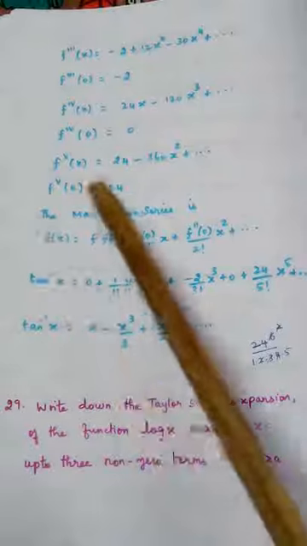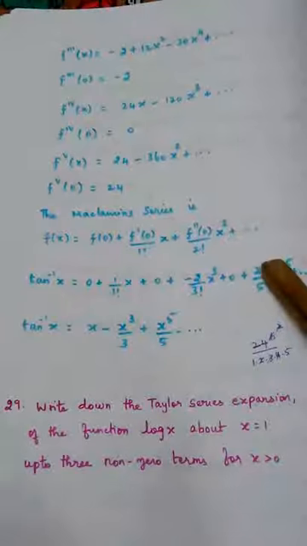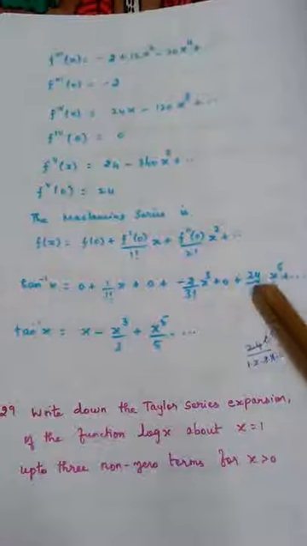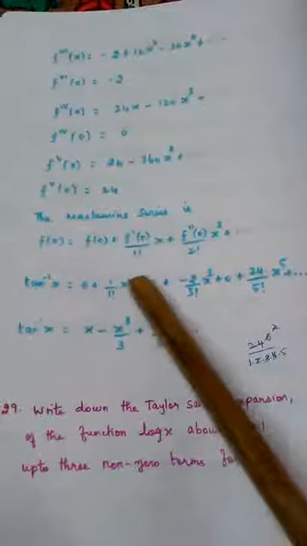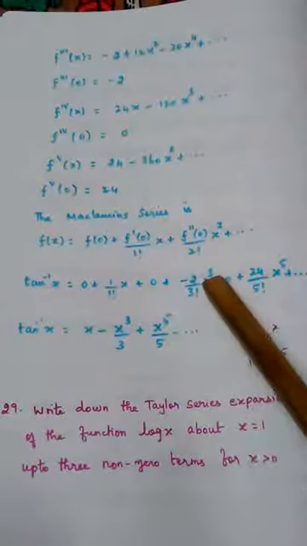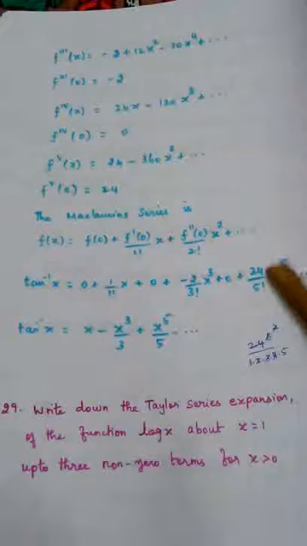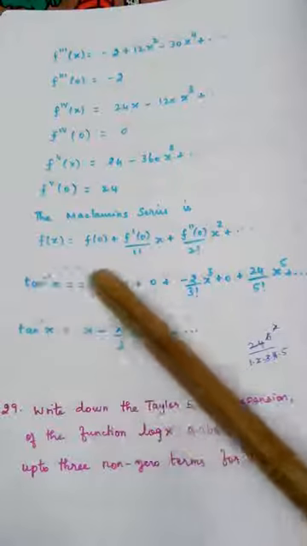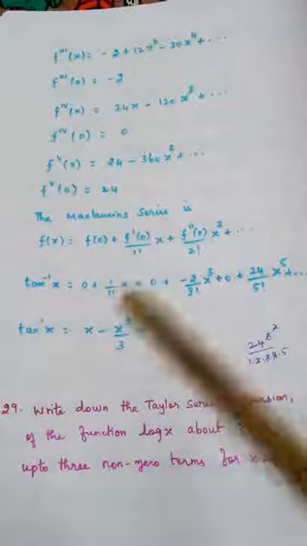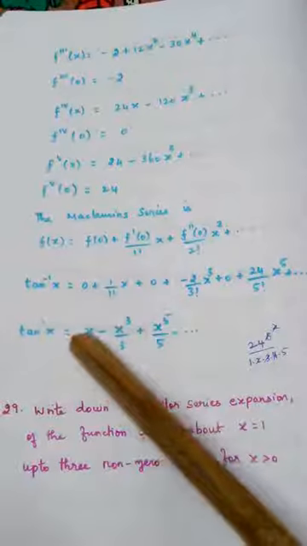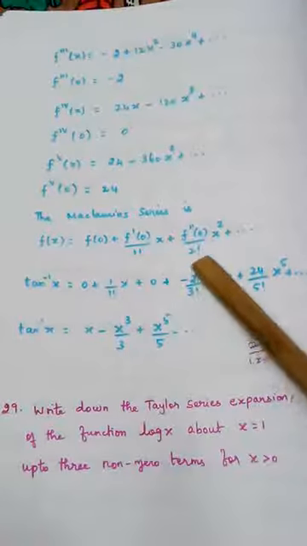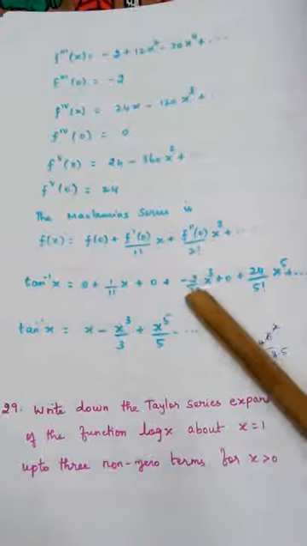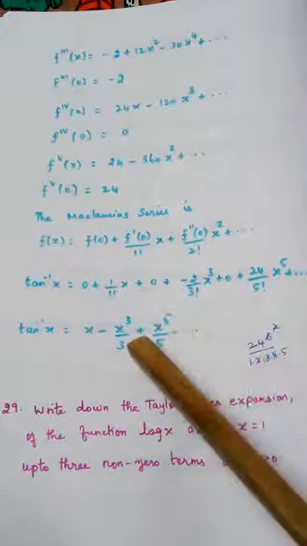Plus F5 of 0 is 24. So 24 by 5 factorial x power 5. Hope you will understand why I am writing x power 5. Because this is x square term 0, here it is x cube, x power 4 term 0, so x power 5 comes here. So finally the answer is tan inverse x is equal to, we will leave 0 and all, x by 1 factorial x. You just try to understand, 3 factorial means 1 into 2 into 3, 2 will get cancelled, 3 alone remains, so minus x cube by 3.